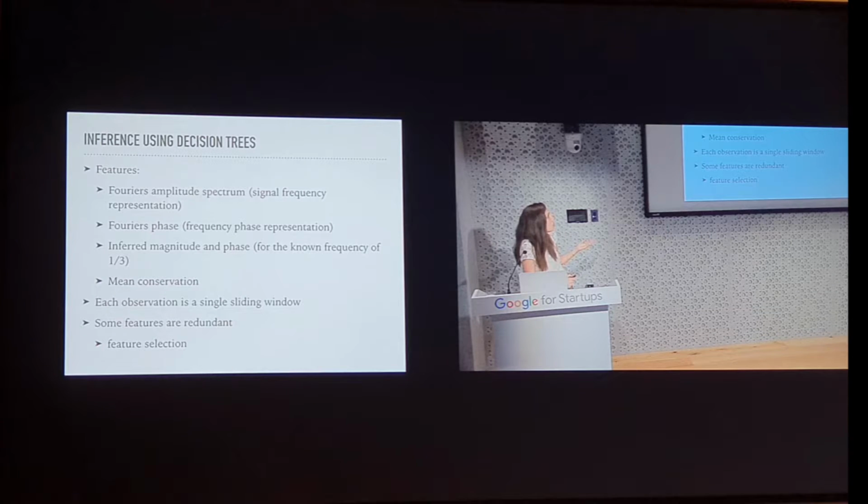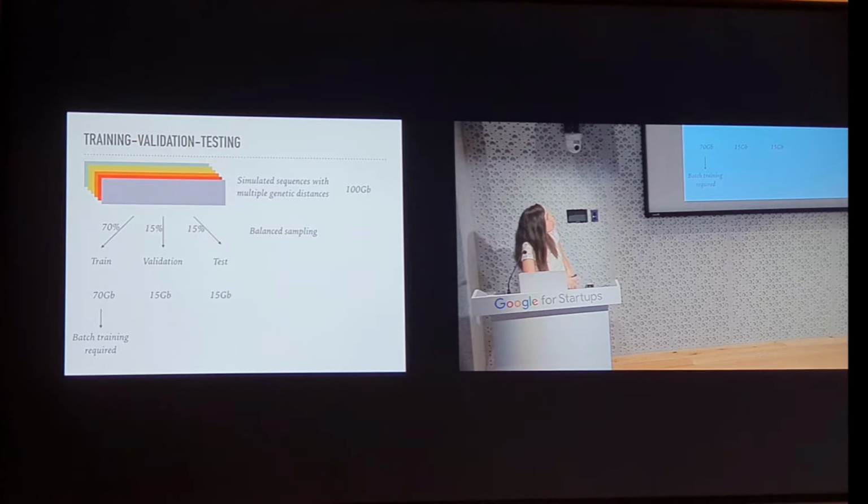And some features are redundant, as I said, especially if you know Fourier transform, you know that when you calculate the Fourier transform, you have a multiplication of every frequency. You don't need the entire thing, you can only use half. So we need feature selection. We don't want to overcomplicate our model and running time. So the entire simulated sequence space is about 100 gigabytes large, and we need to do some balanced sampling.